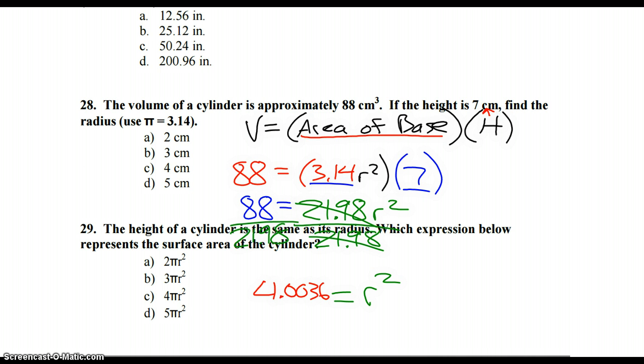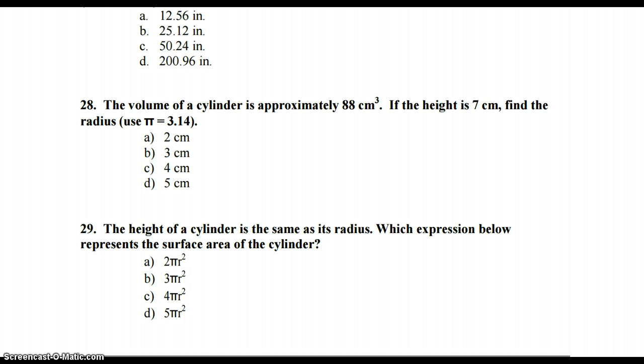Okay? Now in order to solve for the radius, I don't want r squared, I just want r. I just square root both sides. Approximately, if we were to square root this, we'd be at about 2 centimeters, because the square root of 4 is 2. We're very close to 4 there. So I would say 2 centimeters there for that answer. Alrighty, moving on here.